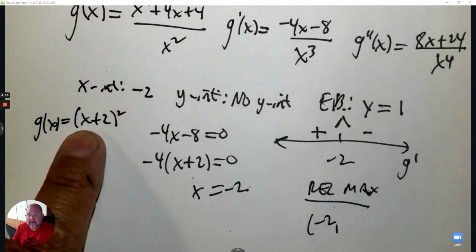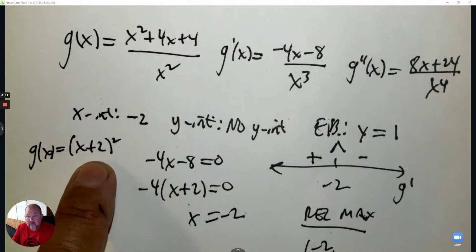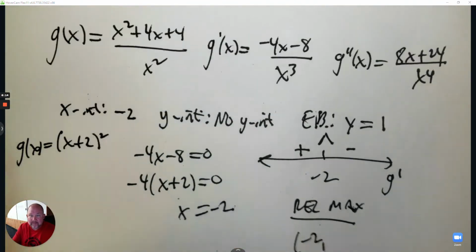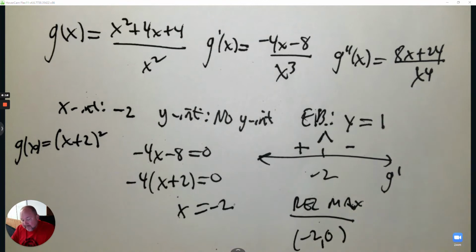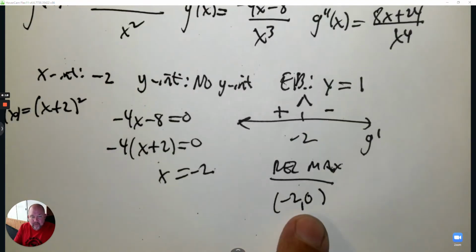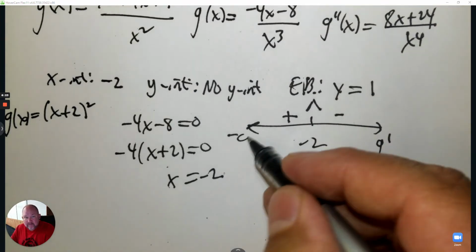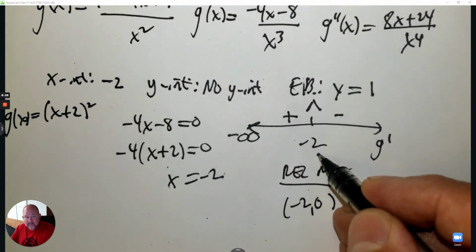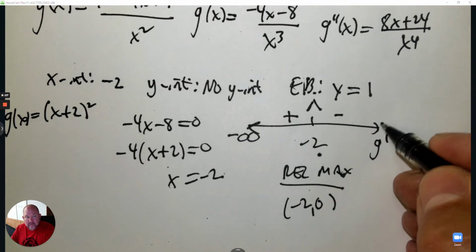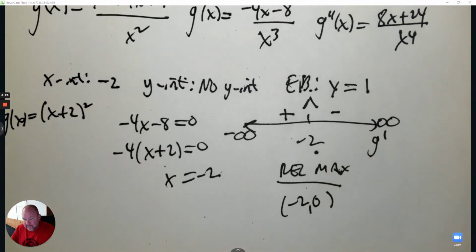If I plug back in here, negative 2 plus 2 is 0, and 0 divided by negative 2 is 0. So we have a maximum at negative 2, 0, and we have no minimum. And it's increasing from negative infinity to negative 2, and it's decreasing from negative 2 to infinity.